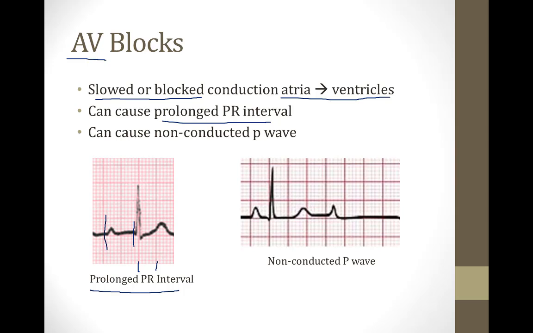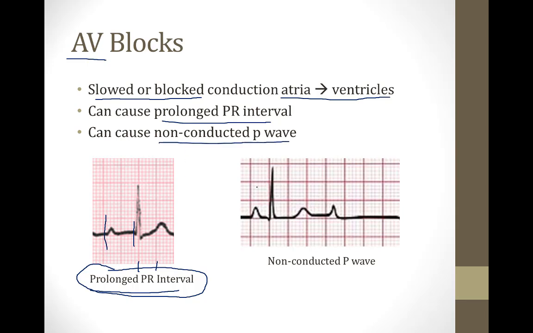So when there is delayed conduction between the atria and the ventricle through any of those structures I mentioned on the last slide, that can lead to a prolonged PR interval. Now, if the block is severe, then it can lead to a lack of conduction between the atria and the ventricles, and on the surface EKG, that will be represented by a non-conducted P wave.